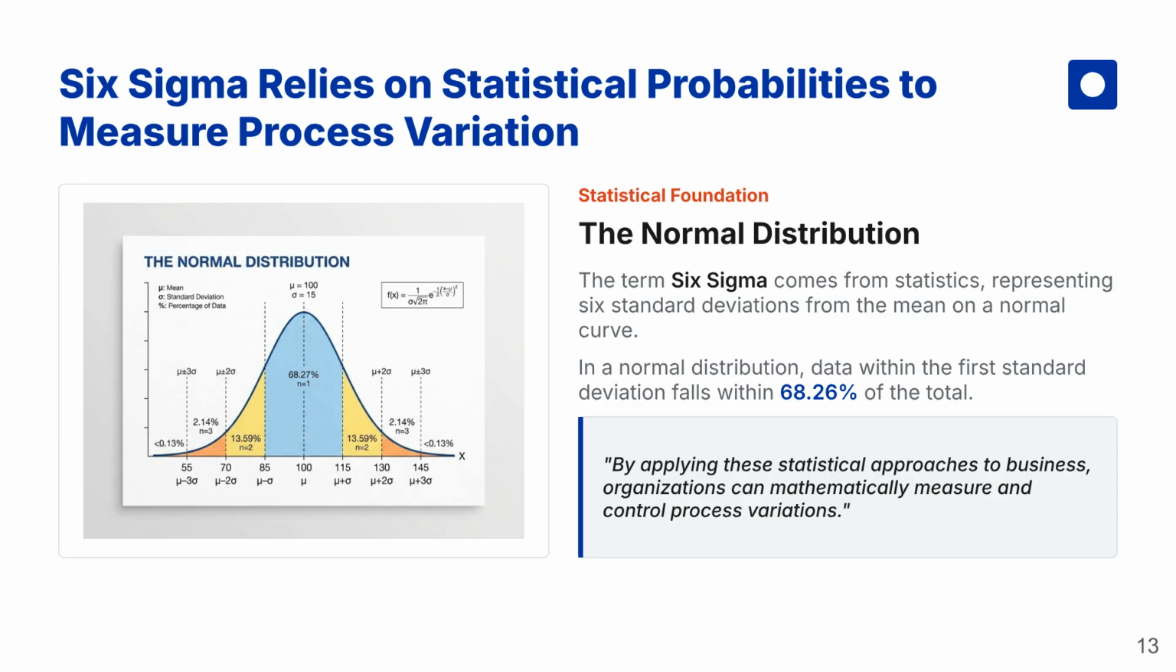predictable. Consider a manufacturing company producing electronic components. If the dimensions of each component vary significantly, some products may not fit correctly and will be rejected as defective. By applying Six Sigma techniques, engineers measure these variations, identify their root causes, and adjust the manufacturing process so that nearly every component meets the required specifications.